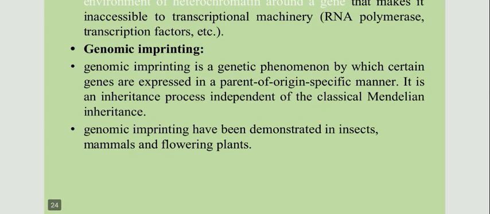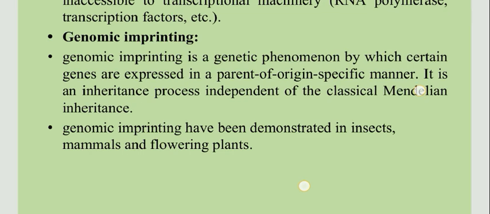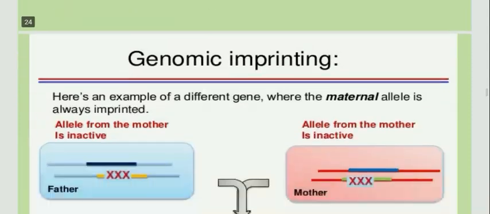Genomic imprinting. Genomic imprinting is a genetic phenomenon by which certain genes are expressed in a parent-of-origin specific manner. It is an inheritance process independent of classical Mendelian inheritance. Genomic imprinting has been demonstrated in insects, mammals, and flowering plants.